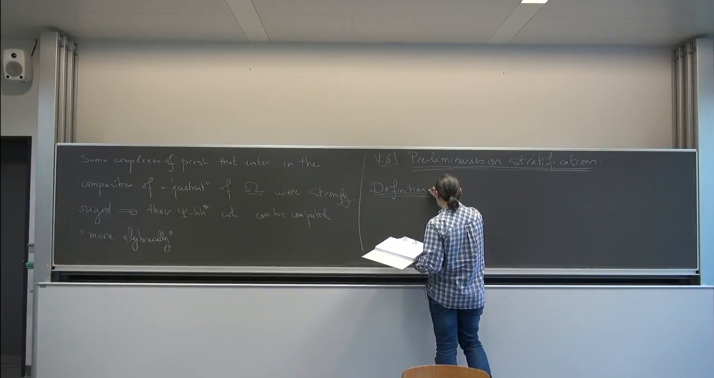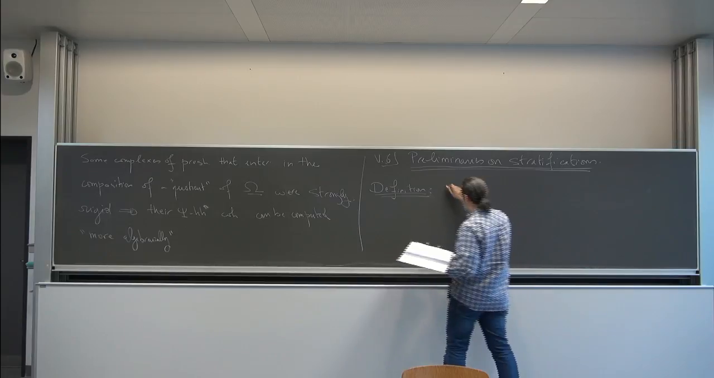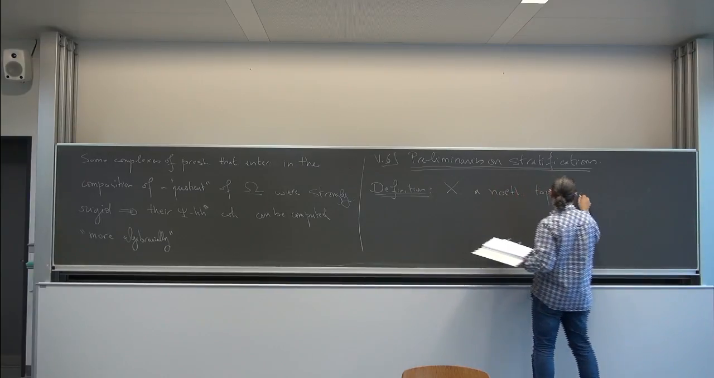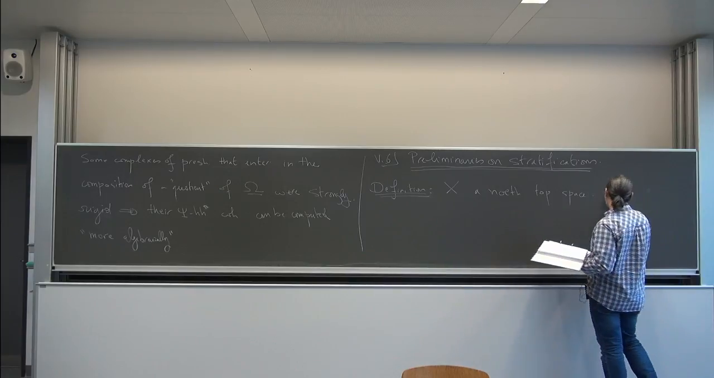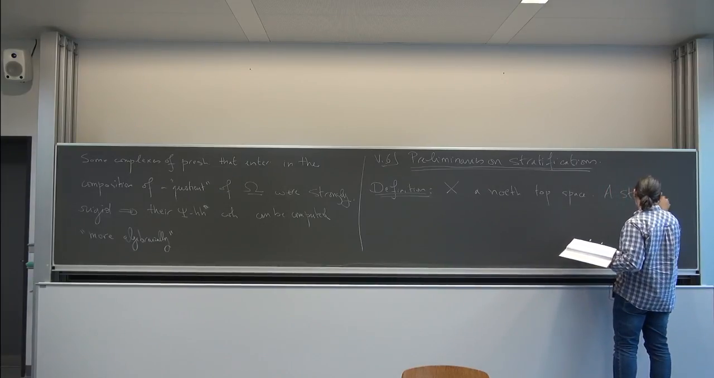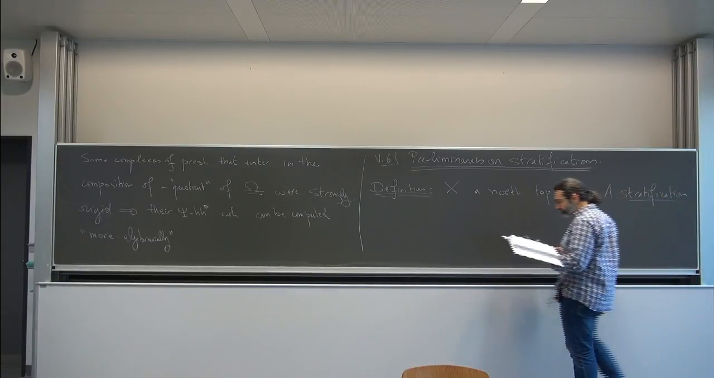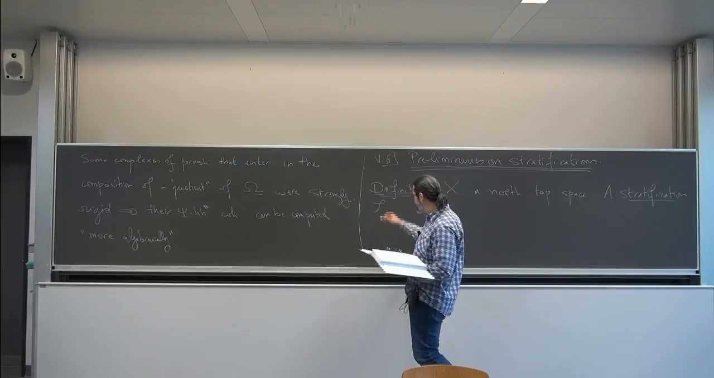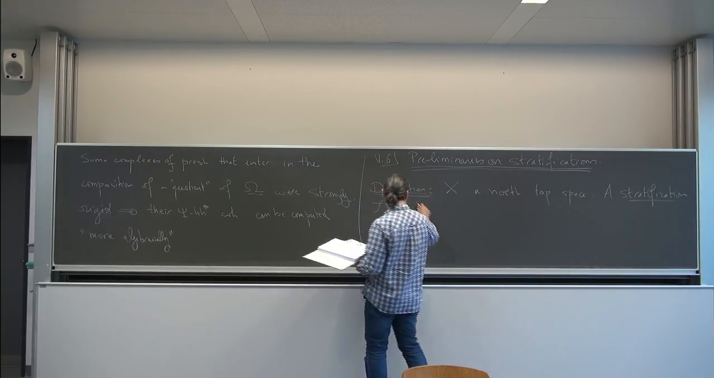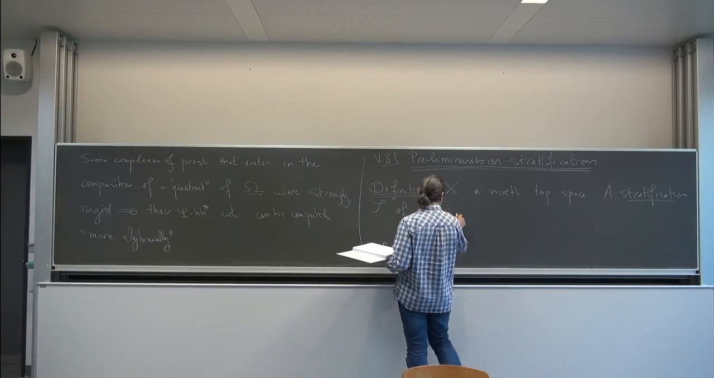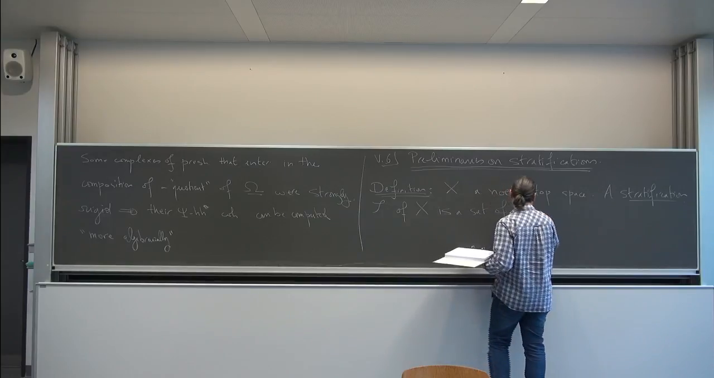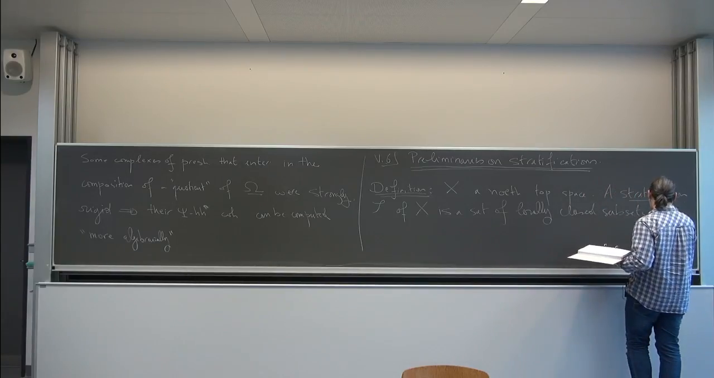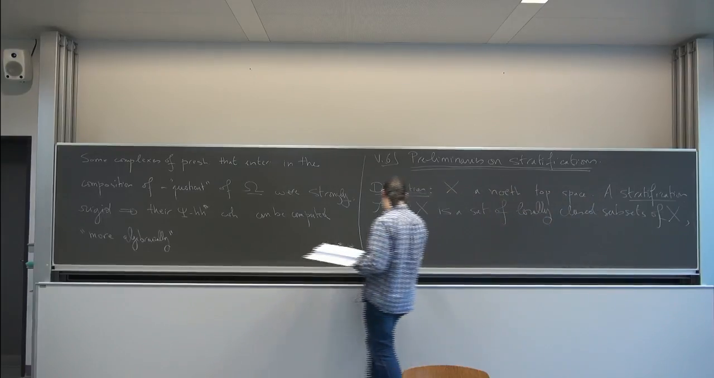So I only consider stratification on Noetherian topological spaces. So let X be a Noetherian topological space. So a stratification, that I usually denote by S like this, so this is mathscr S in LaTeX, of X is a set of locally closed subsets of X called strata.